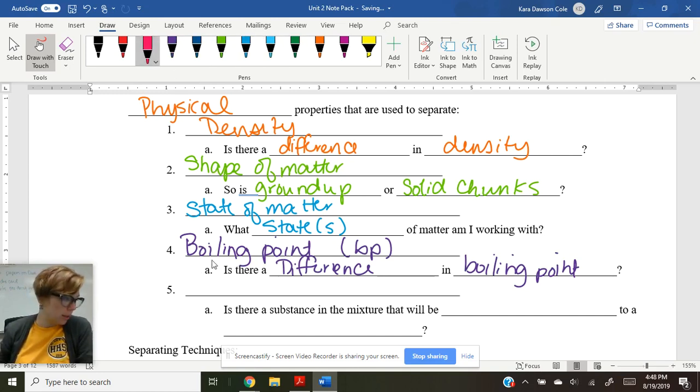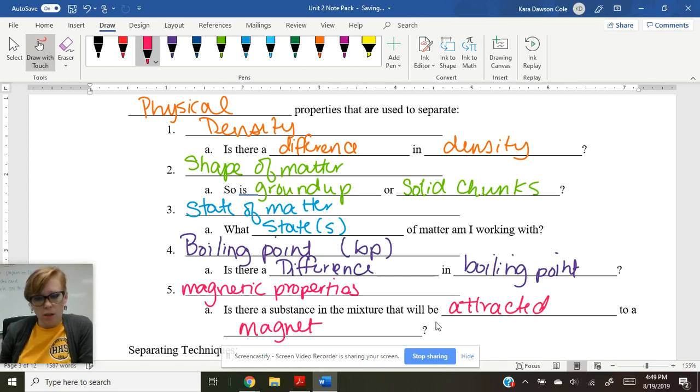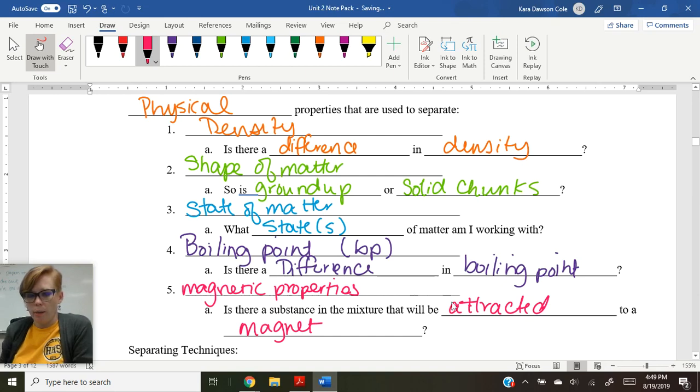The fifth one is magnetic properties. Is there a substance in the mixture that will be attracted to a magnet? The one that really comes to mind when you're talking about magnetic properties is iron, right? We know that iron is very, very magnetic. So if we've got iron shavings in some sort of mixture, we can pull the iron out of the mixture.